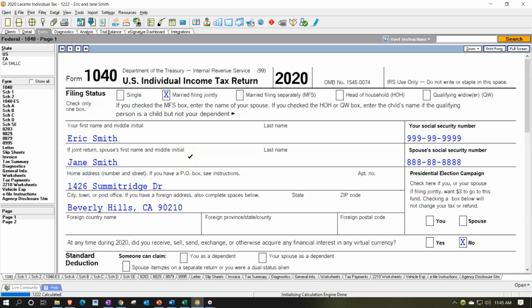Here we are in our Lacerte Tax software. You don't need the Lacerte Tax software to follow along. However, I do think they have a free 30-day trial, so if you can get access to a promo or demo version of it or any other tax software, it could be a good tool to practice with.